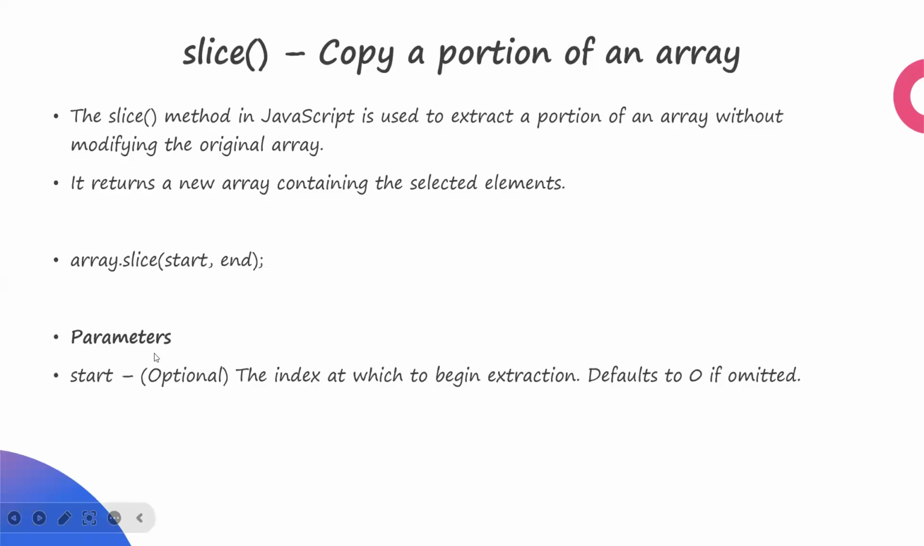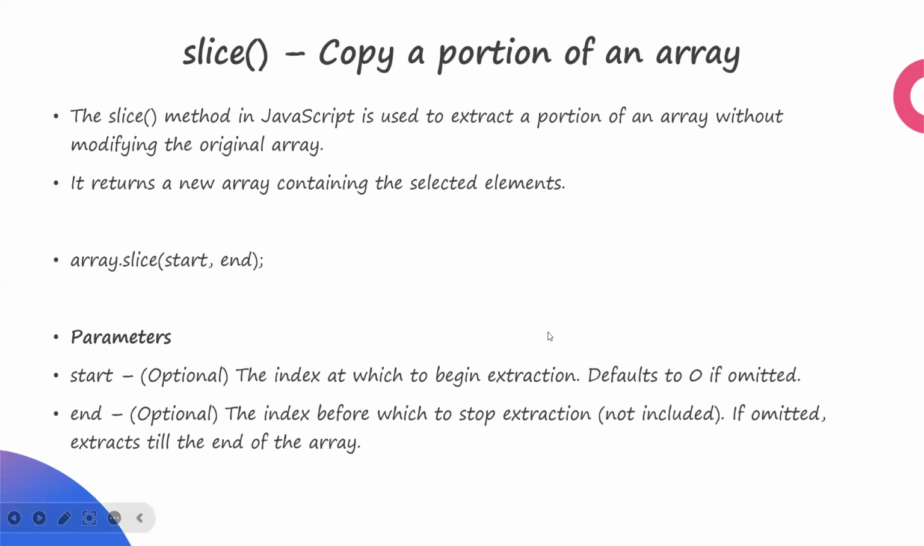So the parameters here: the start index is optional. This is the index at which to begin extraction. It defaults to 0 if omitted. If you omit it, that means it's going to give you all the elements.